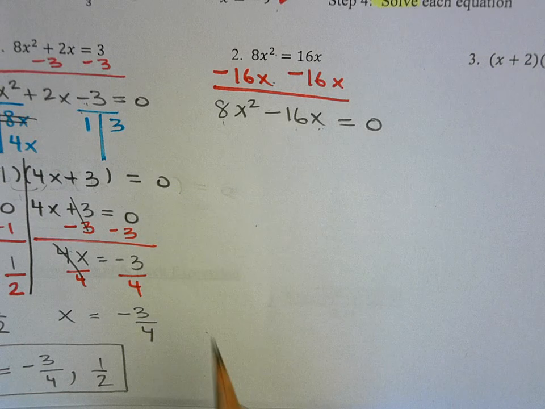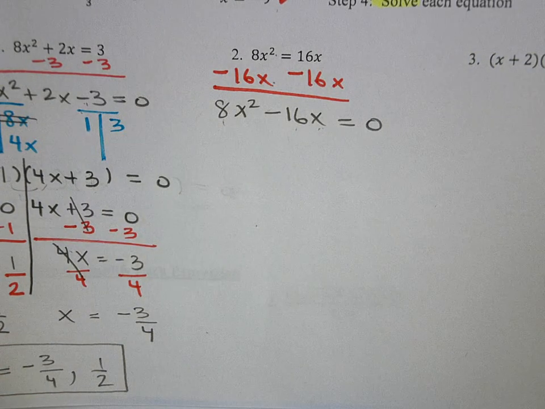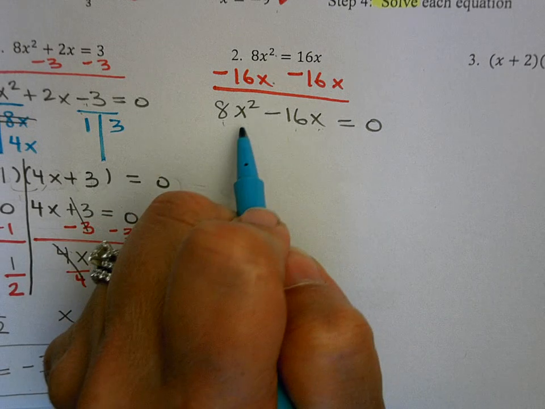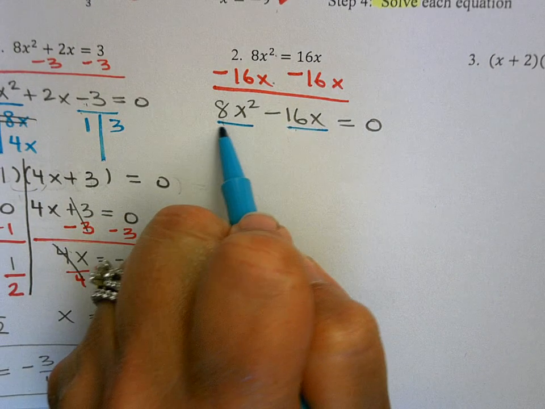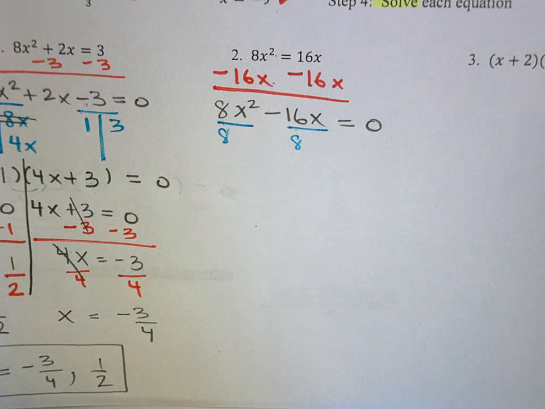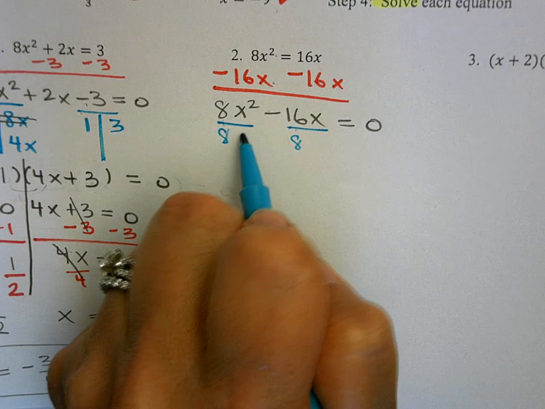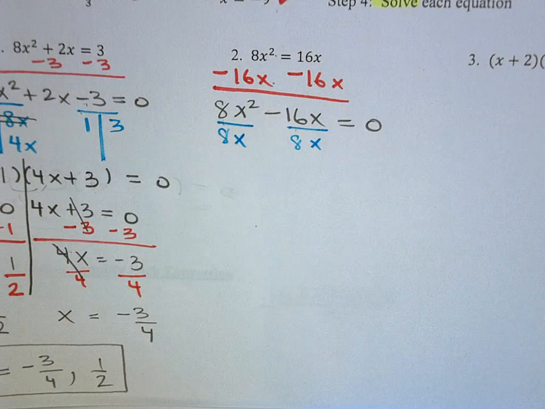So for GCF, I look to see what can I divide both of these by. So I can divide 8 and 16 both by an 8. And then for x squared and x, I can divide both by x, right? So they're both divisible by 8x.